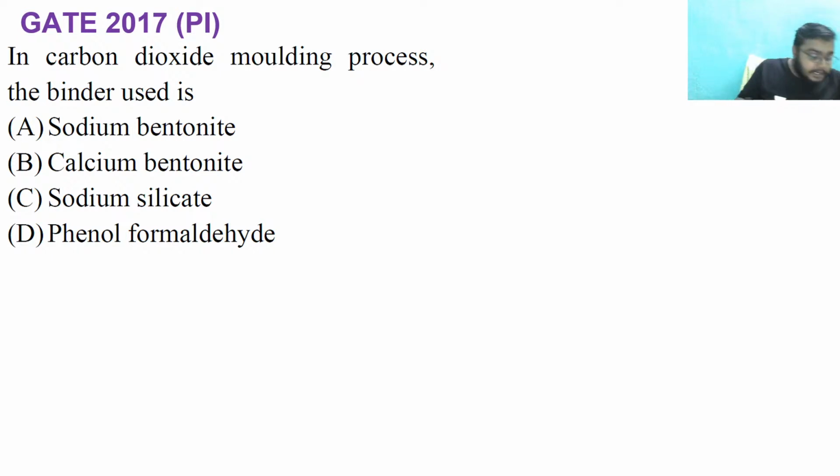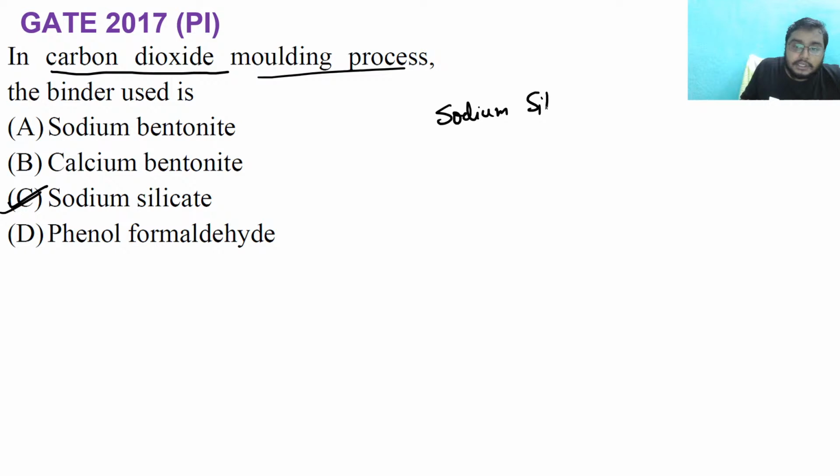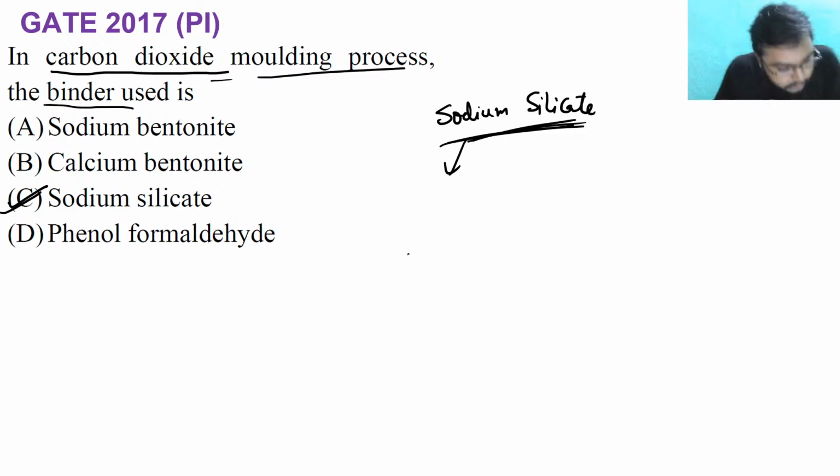See, I have already explained this question in my previous lectures, that the carbon dioxide molding process was a process in which we use sodium silicate, right? So I have told you there is sodium silicate casting. In this I have told you regarding the self-setting and the carbon dioxide molding, right? So in this carbon dioxide molding process, the binder used is sodium silicate. Yeah, so this is the thing.